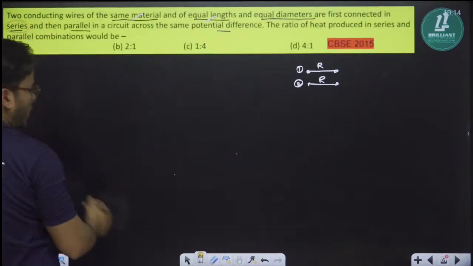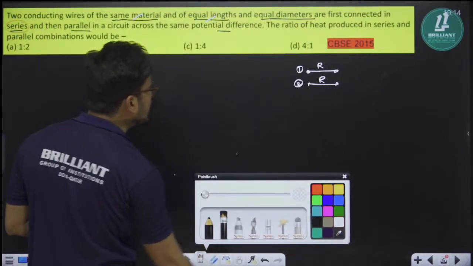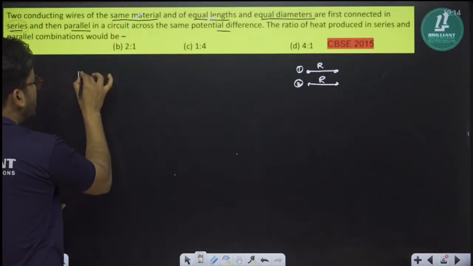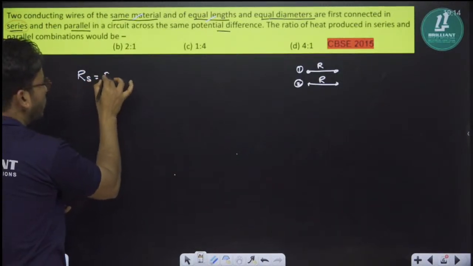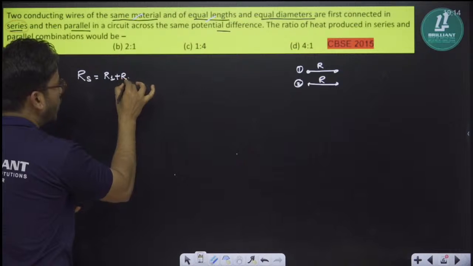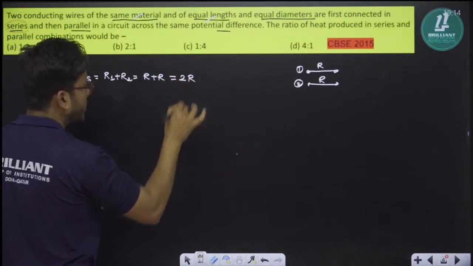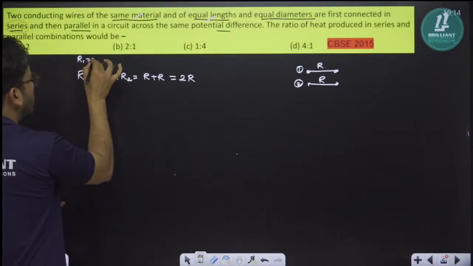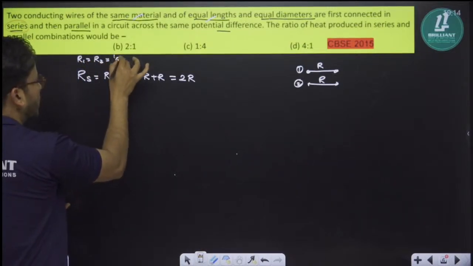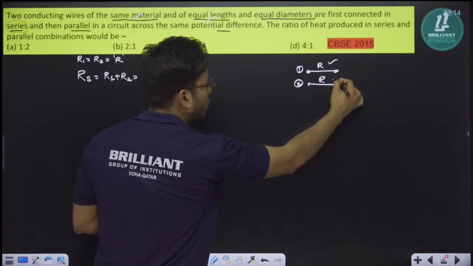See the first part of the question. They're asking us to connect in series. Now to connect in series, I will be using the formula for series, R1 plus R2. This will be R plus R, that will be equal to twice R. See guys, here R1 is equal to R2 is equal to R. R1 and R2 both are R.